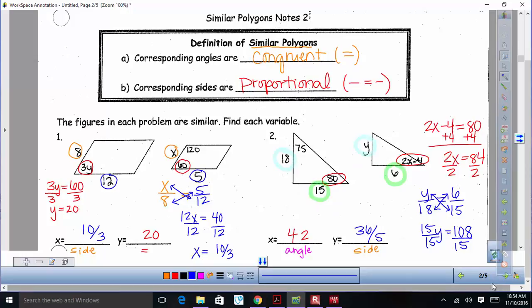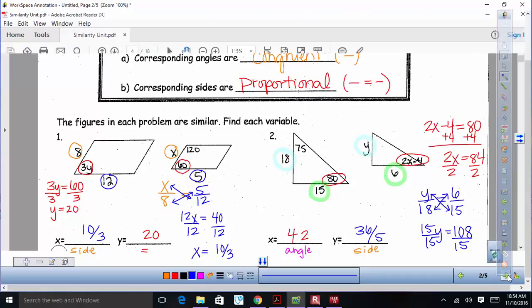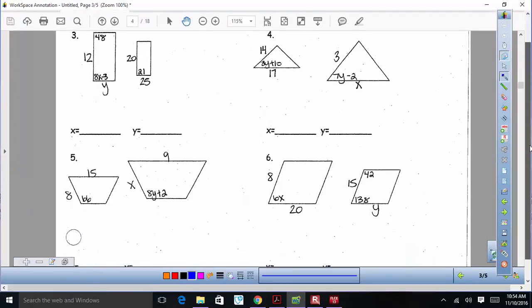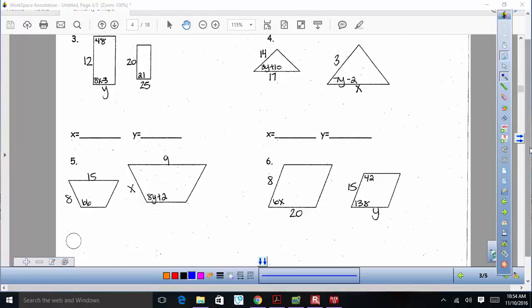Okay, so those were pretty easy. They were very similar to the ones from yesterday. Now we're going to get into some that have some more x's in them. So let's look at number 3. No, let's skip 3. Let's move to 7.